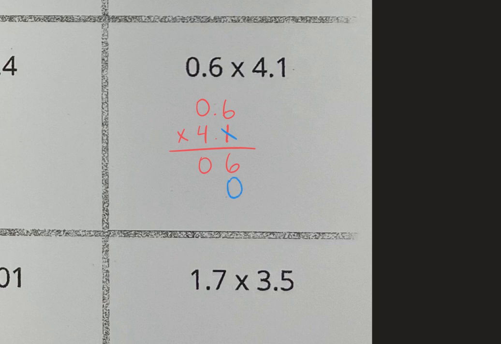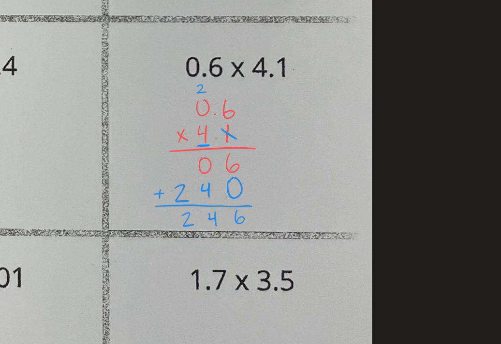Because now I'm multiplying by the ones place instead of the tenths place, right? So I have to add my 0 in here to make sure my place values are correct. So then I would do 4 times 6, which is 24. So 2 goes there and the 4 goes there. 4 times 0 is 0, plus the 2 would be 2, right? I add these together. 6 plus 0 is 6. 4 plus 0 is 4. And then 2 plus 0 is 2.